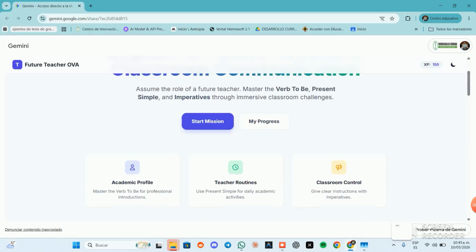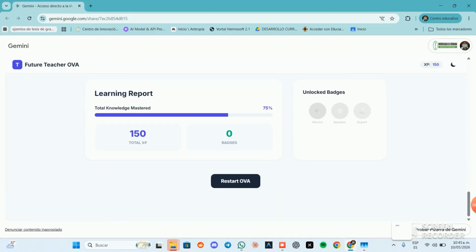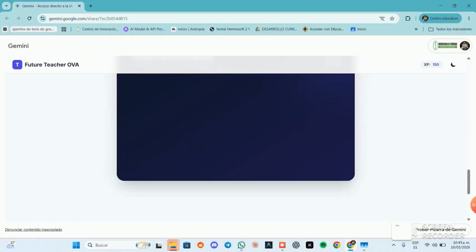So as a third step, we have the progress section, where the students can follow a learning report about the steps they have completed and the total grades they will obtain. About these badges, as you can see, students are going to earn some novice, speaker, and expert levels according to the skills they carry out or practice during the process of learning these tenses.